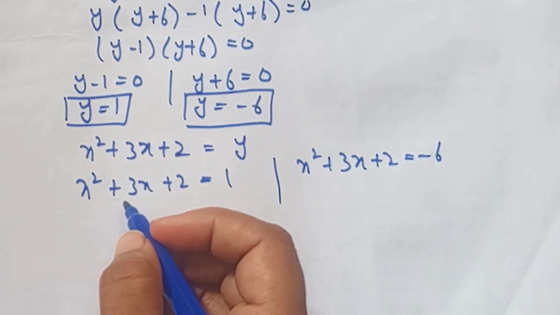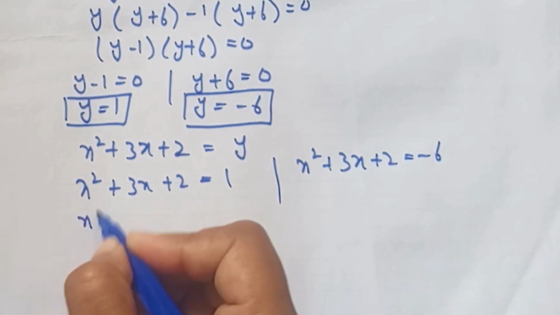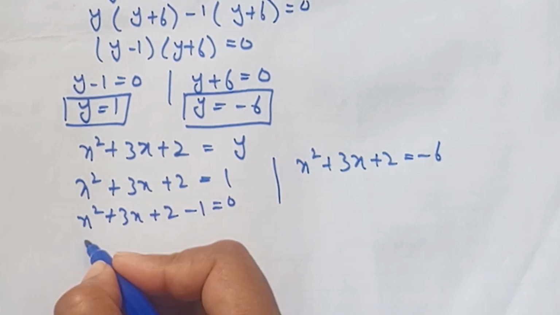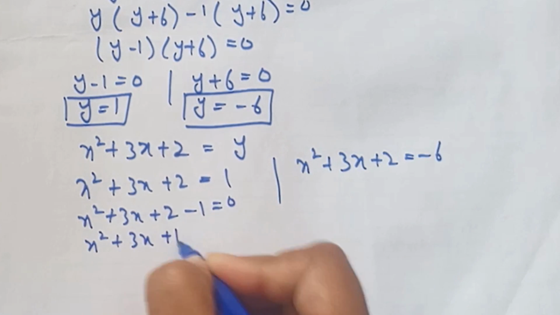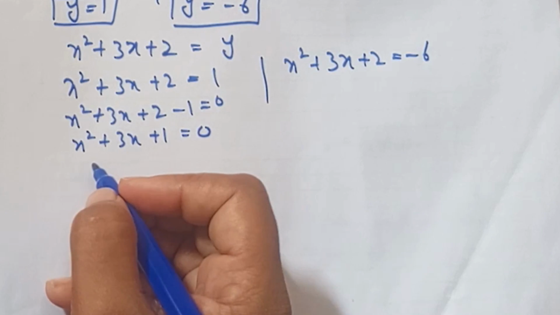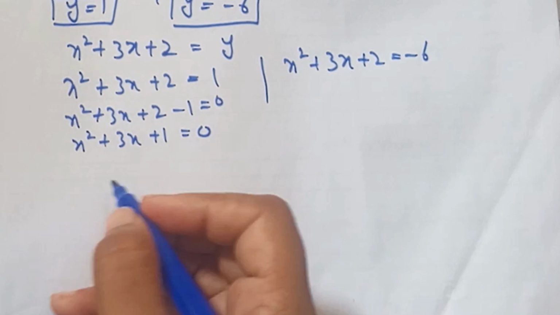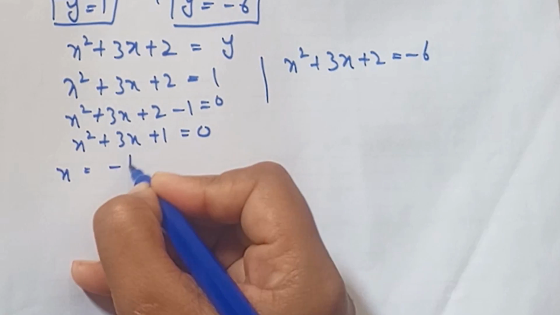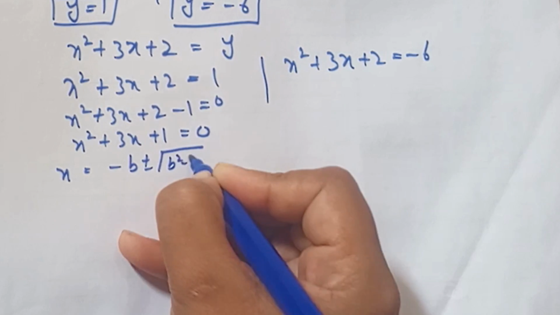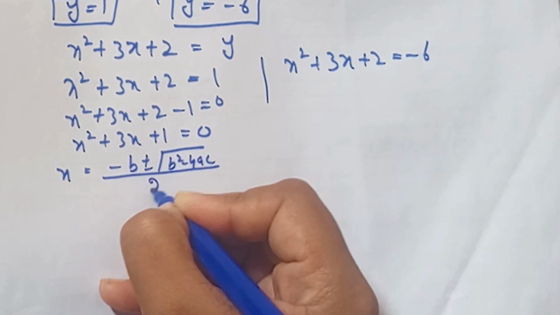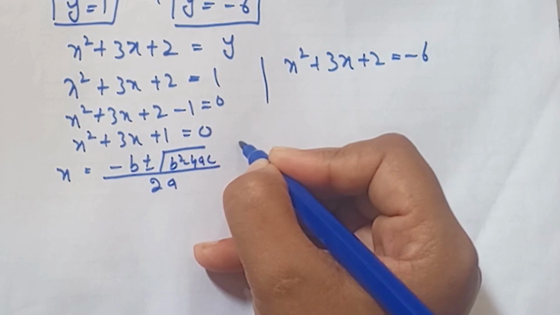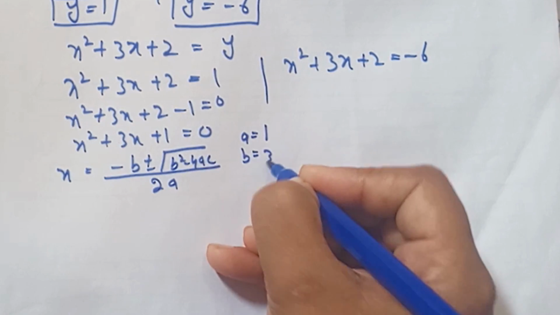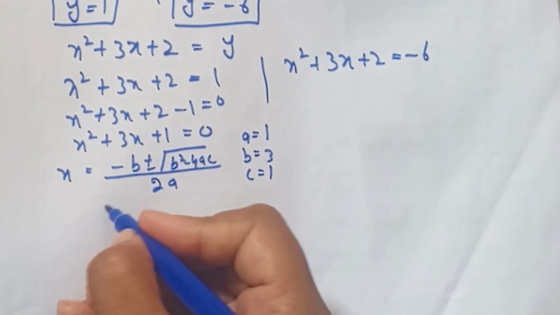Now look at this first equation. We subtract 1 on both sides, we get x² + 3x + 2 − 1 equals 0. And this is x² + 3x + 1 equals 0. And this is a quadratic equation. So we use the quadratic formula, which is x equals (−b ± √(b² − 4ac)) over 2a. So in this equation, a is the coefficient of x², which is 1, and b is the coefficient of x, which is 3, and c is the constant, which is 1. Now we substitute these values in this formula.